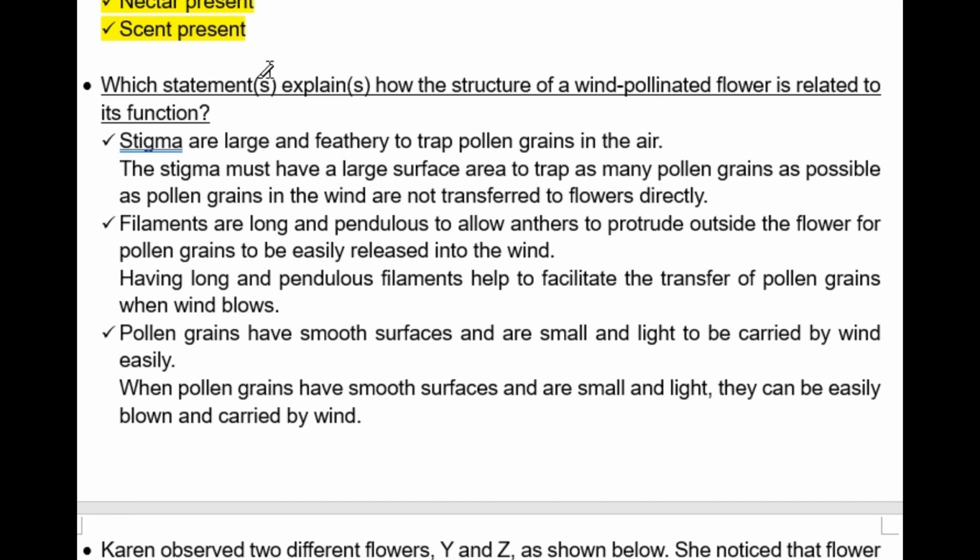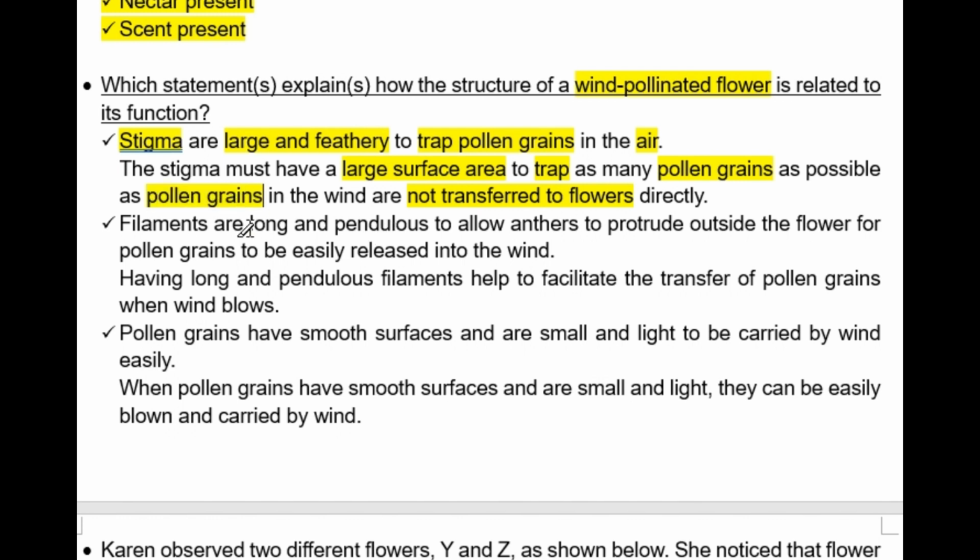Which statements explains how the structure of a wind-pollinated flower is related to its function? Stigma are large and feathery to trap pollen grains in the air. The stigma must have a large surface area to trap as many pollen grains as possible, as pollen grains in the wind are not transferred to flowers directly.